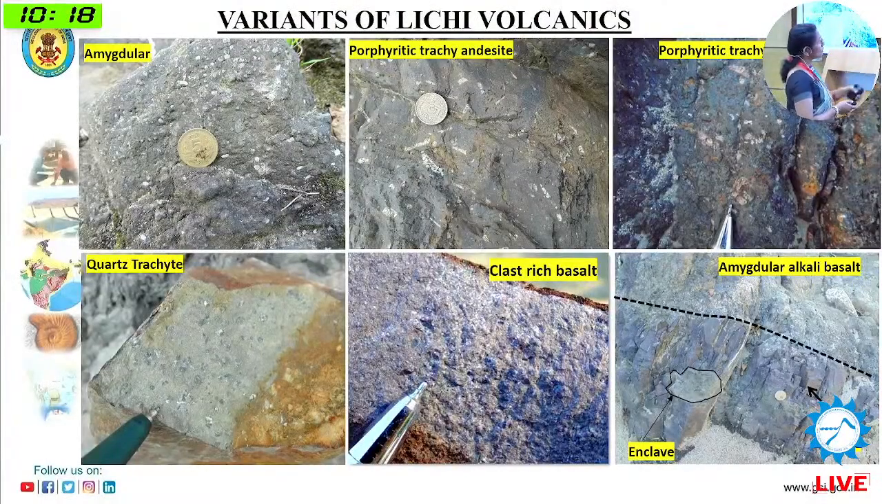So these are the rock types exposed in that area, where you can see the amygdaloid part and the porphyries of the feldspar. Here you can see a pink feldspar, that is the potash feldspar. This is a quartz trachyte, the class 3J, and dikes included this amygdaloid alkali basalts.